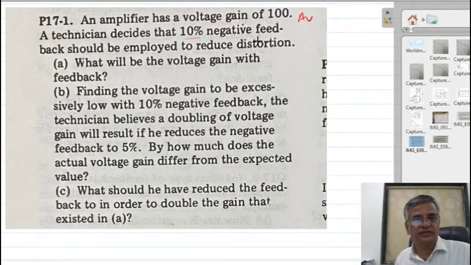Once you design the amplifier, now you find you are getting some distortion. So you have decided, let us apply negative feedback. How much? 10%. So you apply 10% negative feedback, which means K is minus 10%. This is your K. First question, what will be the voltage gain with the feedback? They are asking you AVF. I am discussing one by one. Look here.